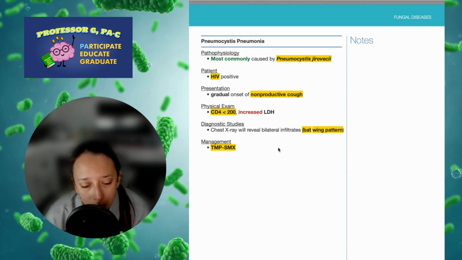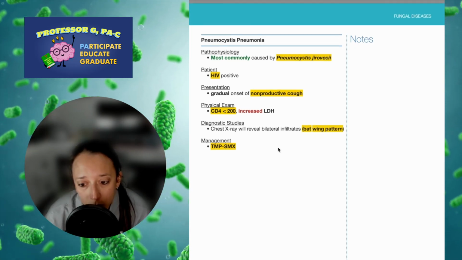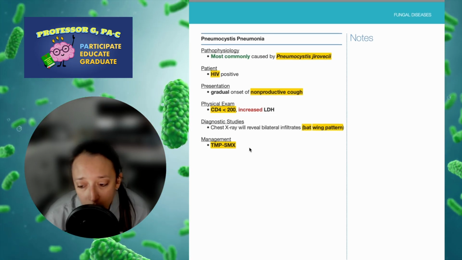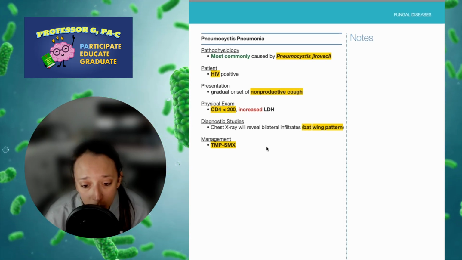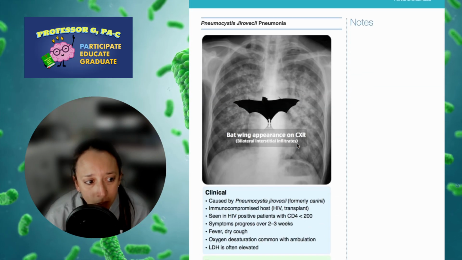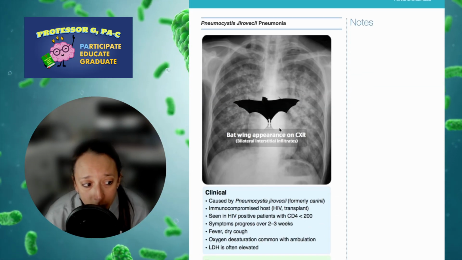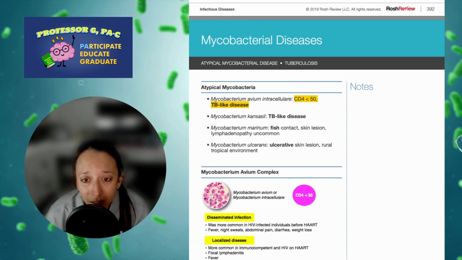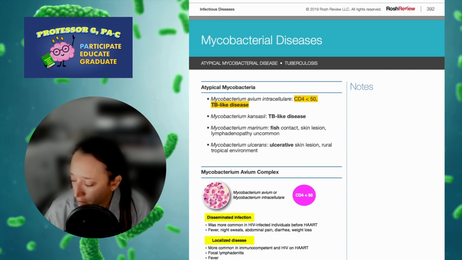So a tip here is if you have a CD4 count less than 200 in an HIV patient, you want to prophylax with trimethoprim-sulfamethoxazole to prevent PJP. And there's that classic bat wing pattern on x-ray. All right, those were the quick fungal stuff.